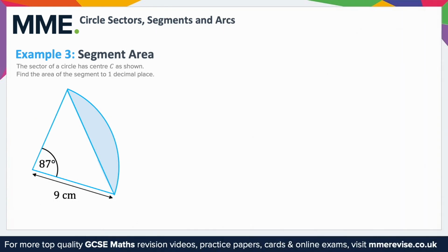The segment area can be a little bit tricky, but if we can work out the full sector area and then take away the triangle, we should be okay. So the sector area will be given by our angle, x, over 360, times by the whole area of the circle, like that. And then we're going to take away the area of the triangle, which we can work out as half AB sine C.